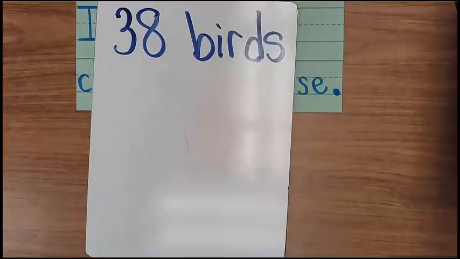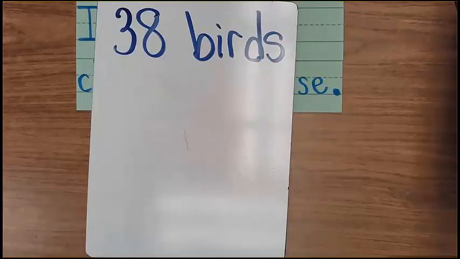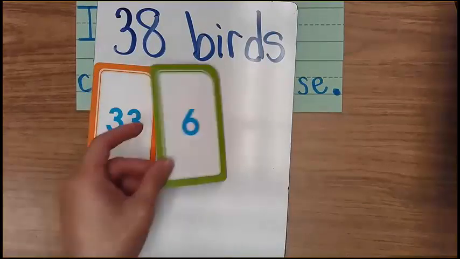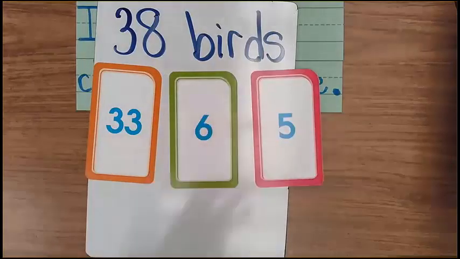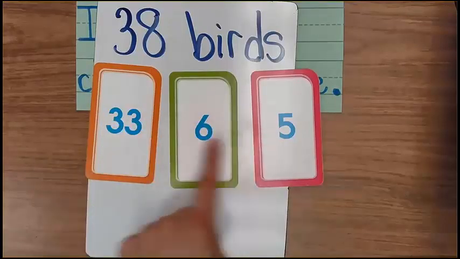Okay, so let me tell you a new story. Mandy was bird watching and she saw 2 colors of birds. She saw 38 birds in all. So, which 2 color birds did she see? Well, maybe she saw 33 orange birds, or maybe she saw 6 green birds, or 5 red birds. So which color birds did she see? Because she saw 38 birds in all, but she only saw 2 of these colors.